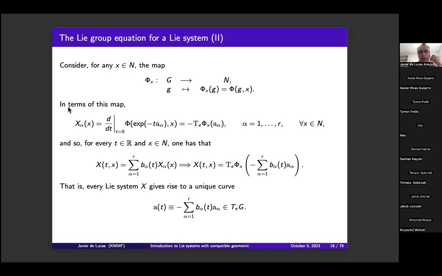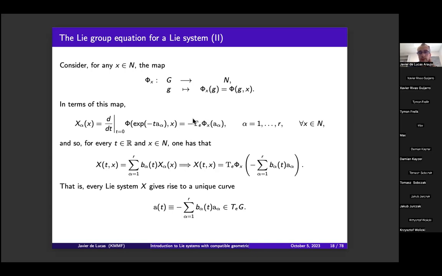of this map. So remember that by definition, the fundamental vector field X alpha at the point X is the time derivative of this expression. Yeah, this is the definition. But you have to take into account that this curve is phi X acting on a curve, and this curve is an integral curve, okay? It's a curve whose tangent vector at t equal to zero is minus a alpha. So by definition of the tangent map to phi X, this thing is exactly this, okay?